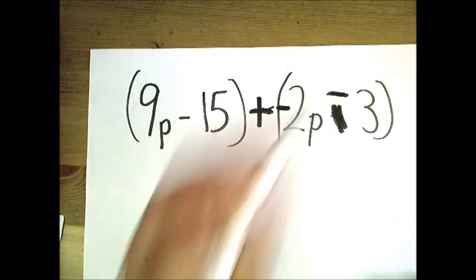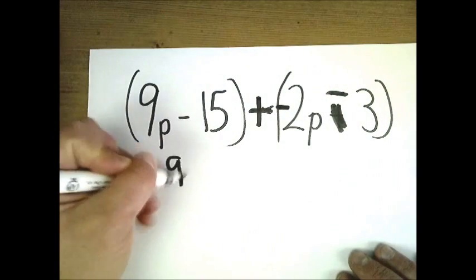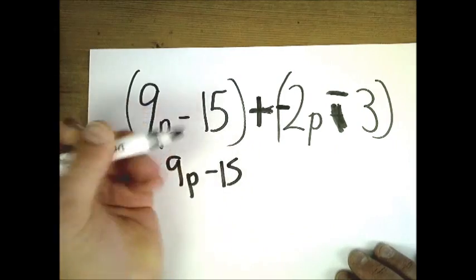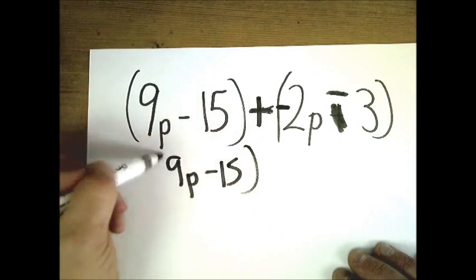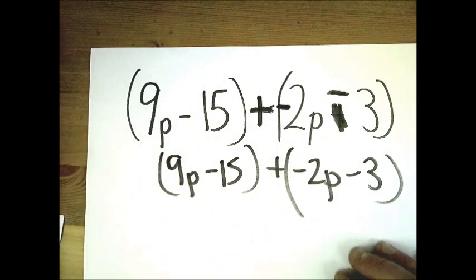And this becomes minus 3. That'll save you a boatload of time. That would be a boatload, not what you might have thought that I said. So I'm going to do this. And then I just solve it as normal.